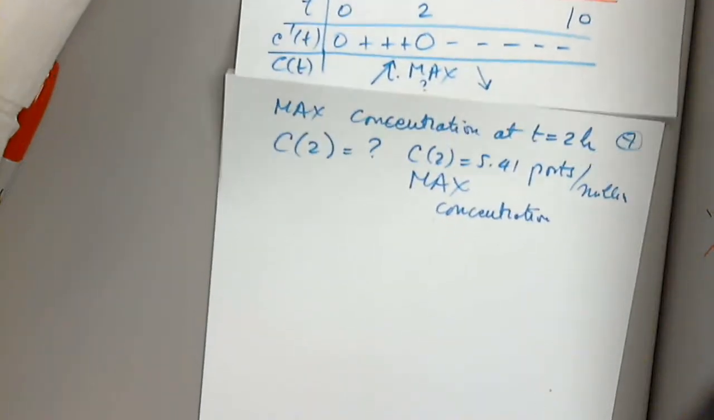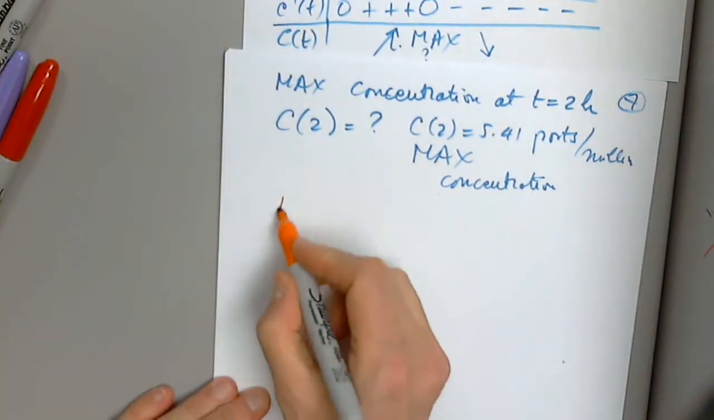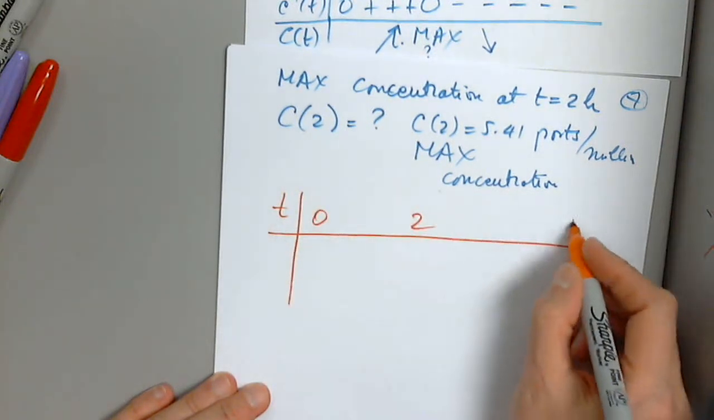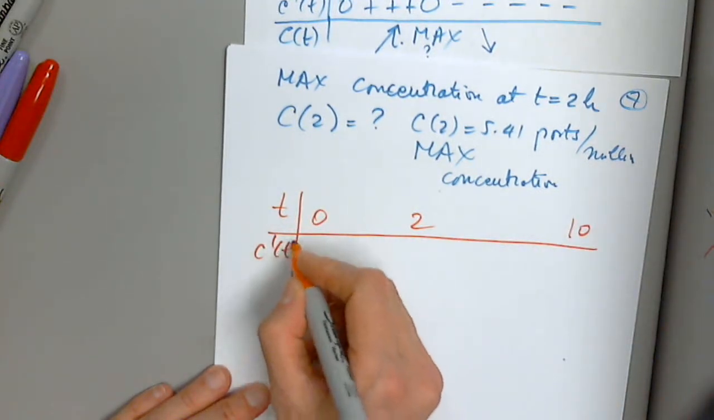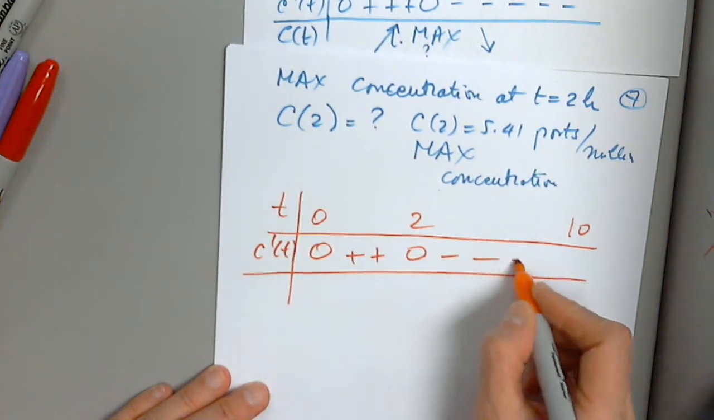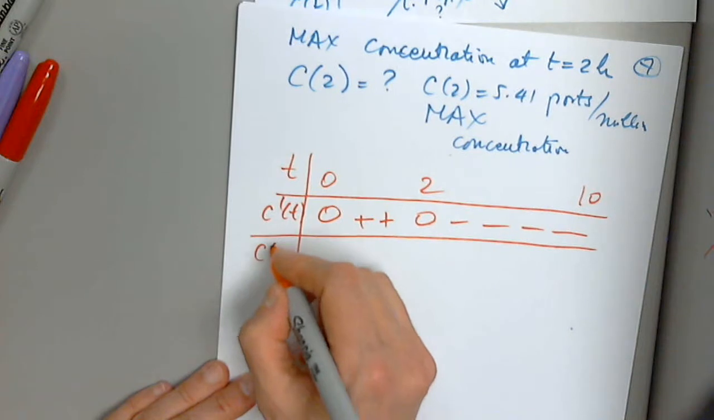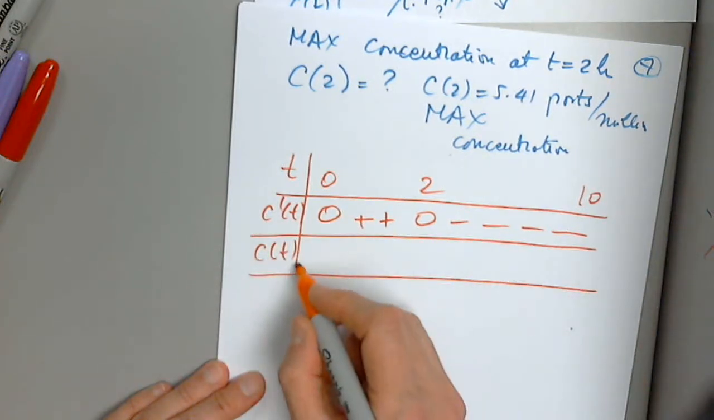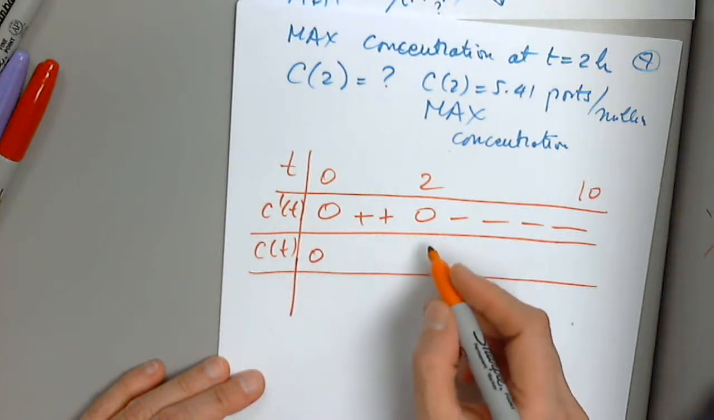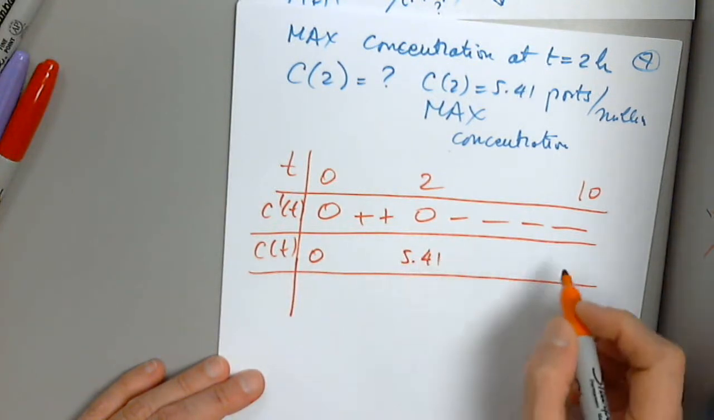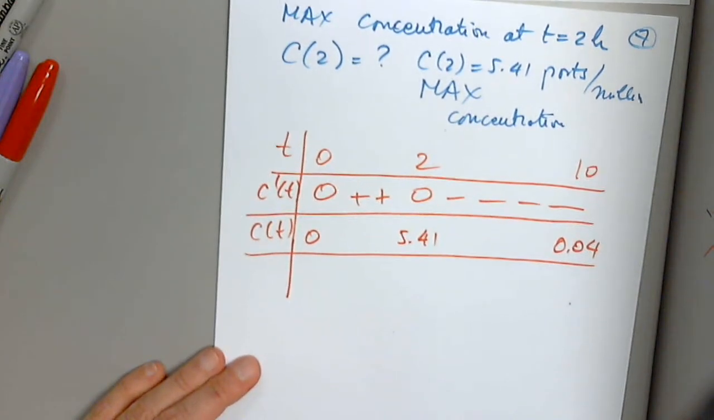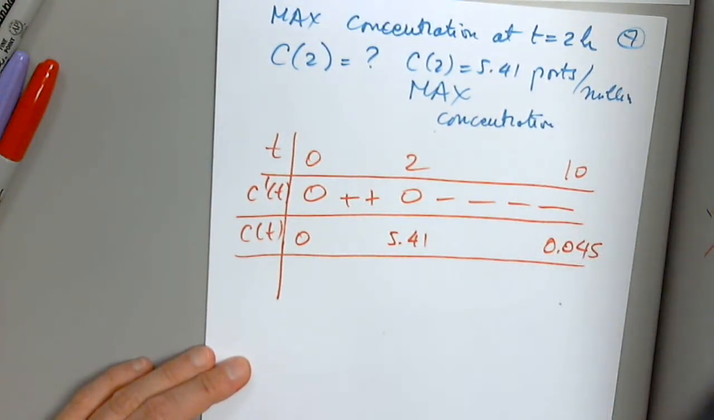Derivative. I'm going to create the table for graphing again because I'm going to add to it. So 0, 2, and 10. C prime, we already determined that this was positive and this was negative. C of t, we have at 0, which is 0, at 2, which is 5.41, and at 10, which is 0.04 or 0.05.